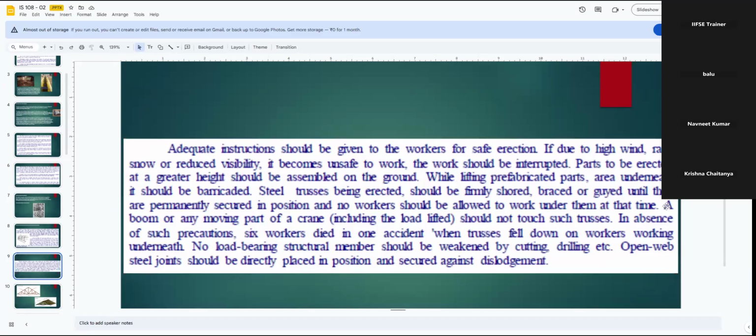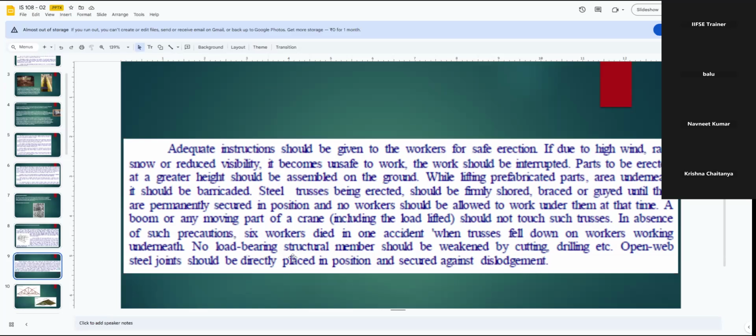And also, whenever any erection of this kind of trusses happens by using cranes, we are not supposed to allow anybody to work underneath. And a boom or any moving part of the crane, including the load lifted, should not touch such trusses. Sometimes while lifting or doing such activity, there might be a chance of the boom touching the trusses. It has to be avoided. In the absence of such precautions, 6 workers died in one of the accidents. The truss fell down on the workers working underneath.